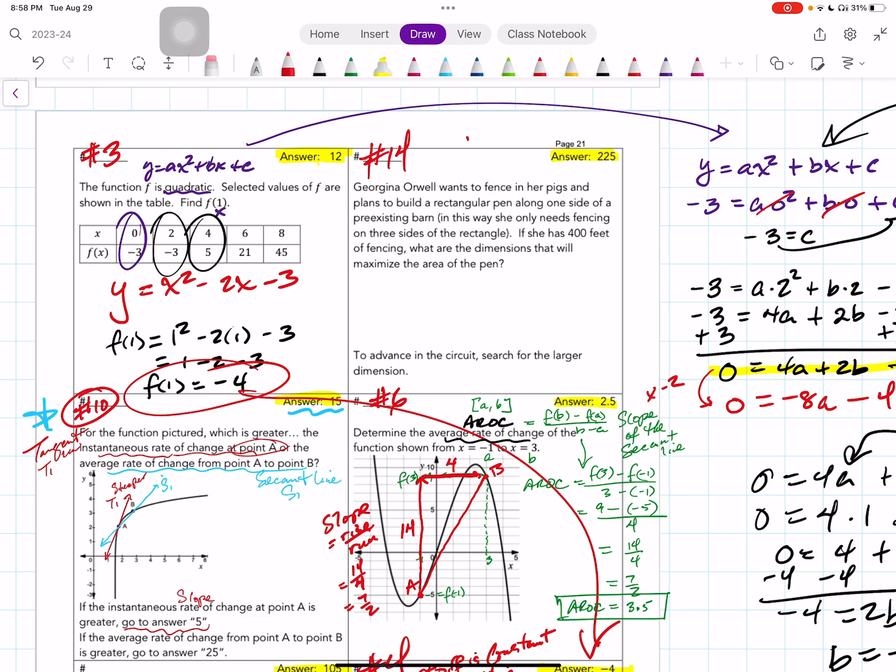Okay, I'm going to do one more. So why not, right? Georgina Orwell wants to fence in her pigs and plans to build a rectangular pen along one side.